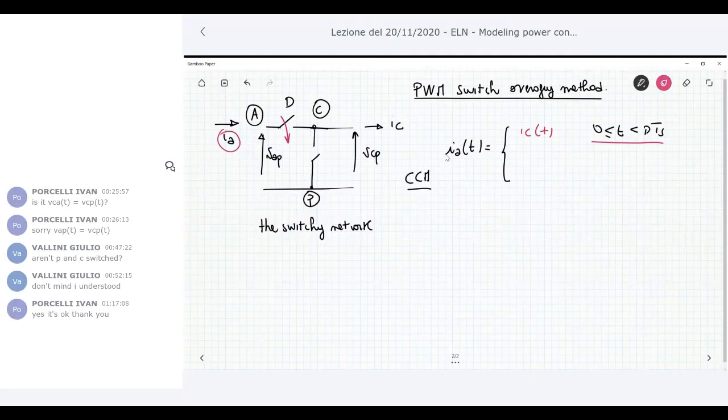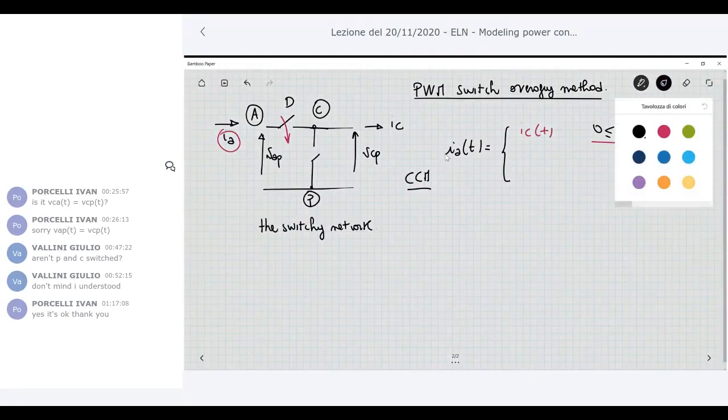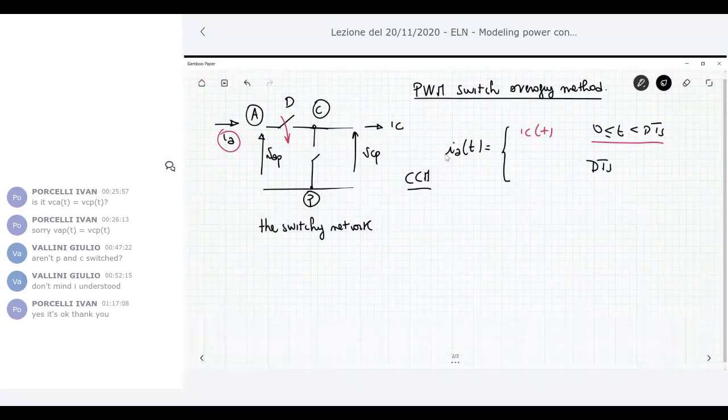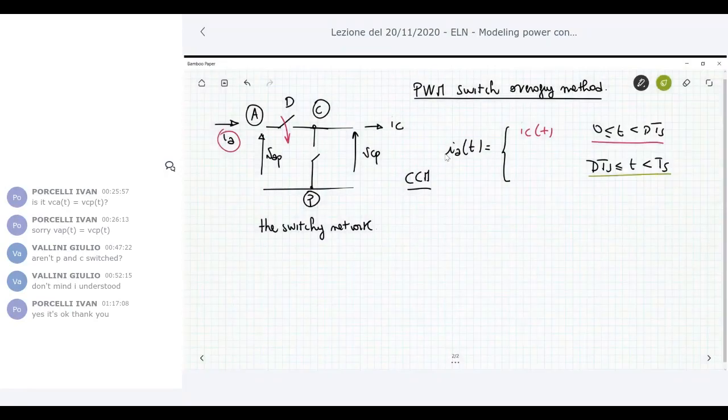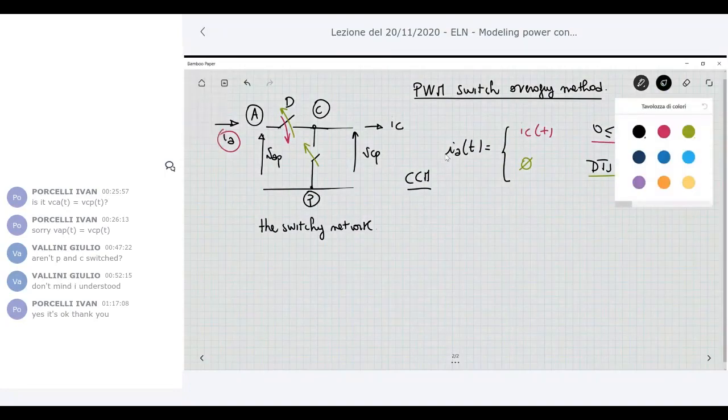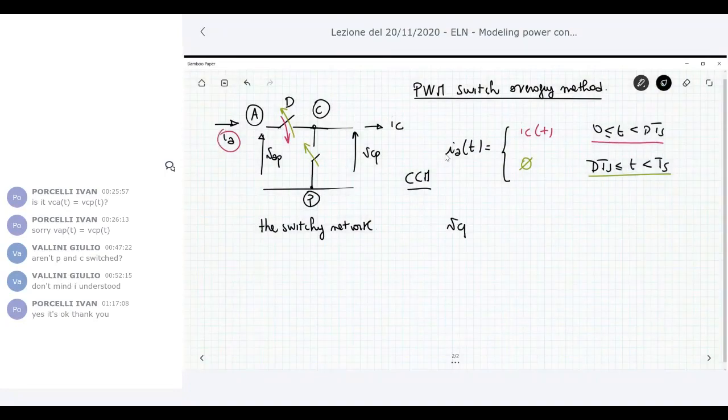What happens during the time interval T off? T off means that you have from DTS up to TS. Now we have the situation in which the active switch is open, and the passive switch is closed. So in that situation, the current IA is of course null because the main switch is off. What happens to the voltage VCP, the voltage at the left side port of this tripole?